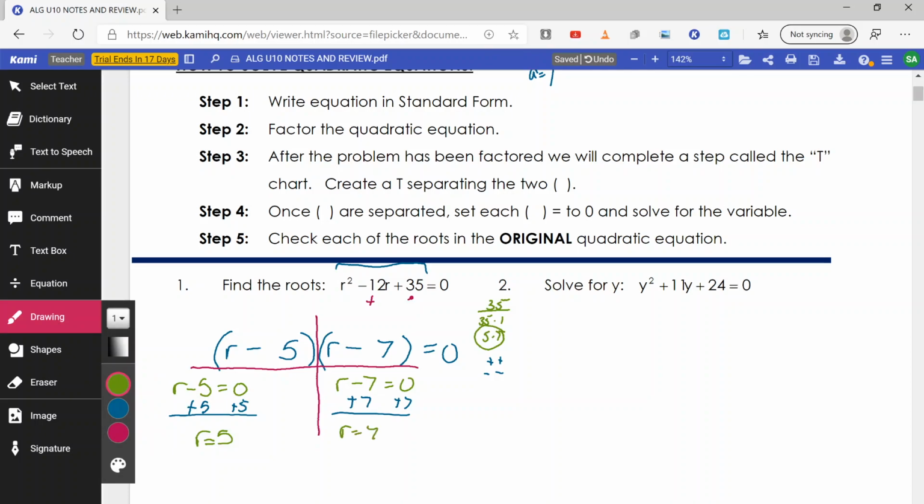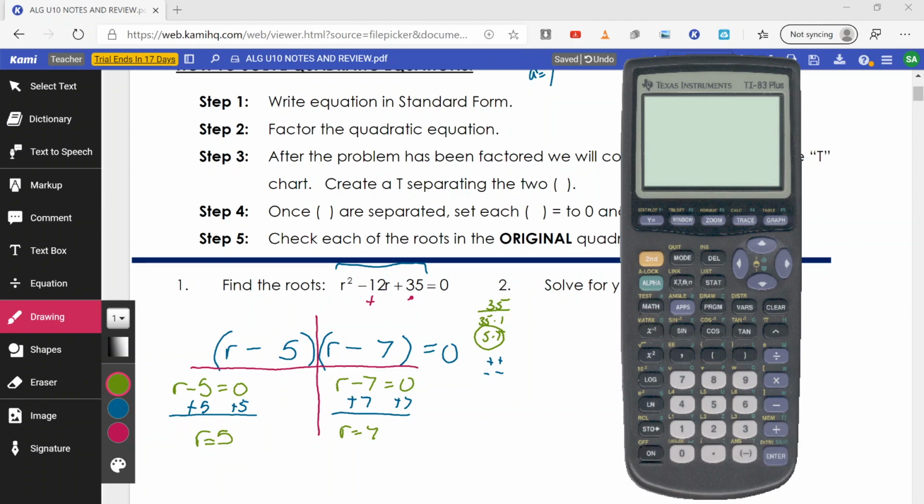So if I were to plug these numbers in for r, it would be 5 squared minus 12 times 5 plus 35. If I check that, I get 0. So 5 is good. And next, I'll check 7. 7 squared minus 12 times 7 plus 35 gives me 0 as well. So 7 and 5 are my answers.